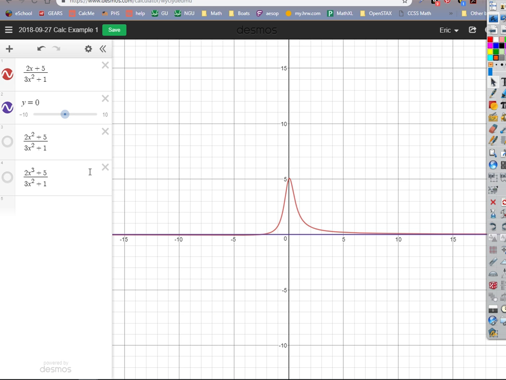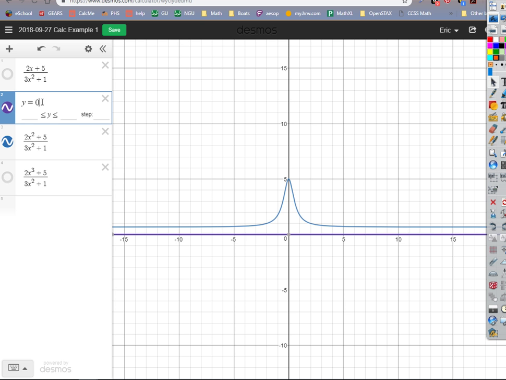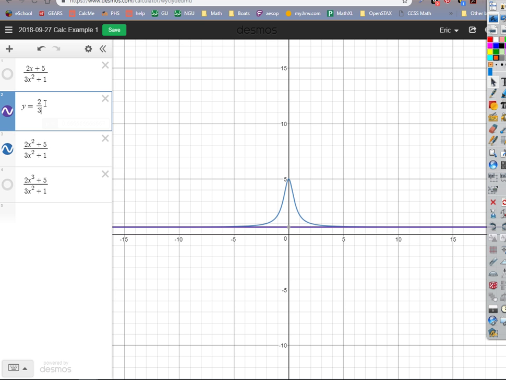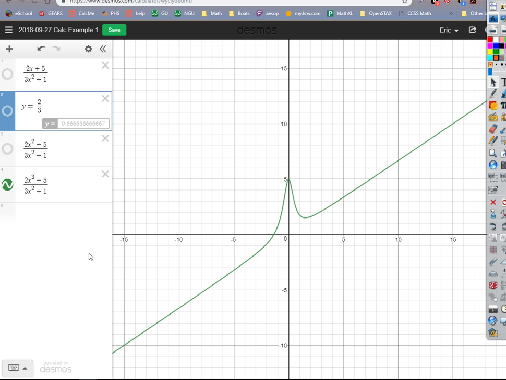Okay. So how about this one then? If we turn that guy off, let's go down here. What if we pick a function where the top and the bottom are the same degree polynomials? Then we just take the ratio of the leading coefficients, right? So now my horizontal asymptote is at y equals 2/3, right? And if we pick one where the top is higher degree than the bottom, there it is, right? Okay, make sense?